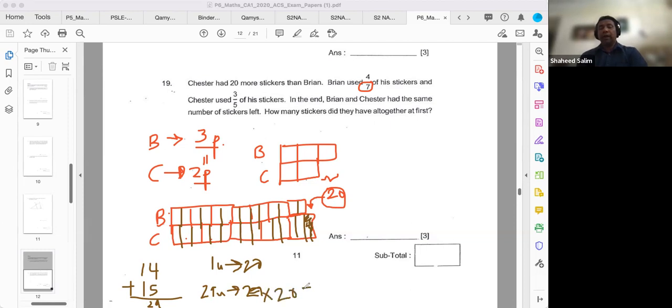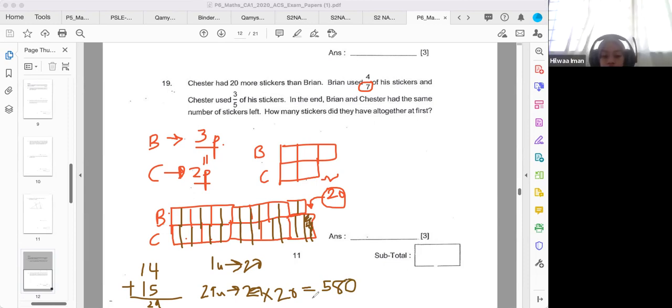Which means it's 580. Are you blur? Clear or blur? Clear. Wow. Okay. So how do I? I mean, as we practice more problem sums, you will learn more and more about this.